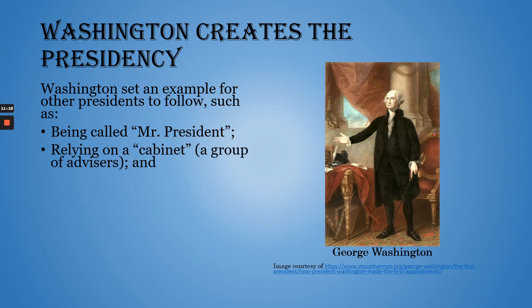Today, it's much bigger. The official members of the cabinet, I believe there are 15 or 16 of them, and then they each have hundreds and hundreds of people working for them. Washington's cabinet was much smaller, but he created it, and presidents still use one to this very day. Lastly, and I put this last, but this is most important.